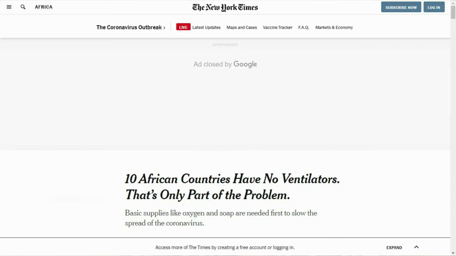In April, the New York Times reported that 10 African countries had no ventilators, and in 41 African countries there was an average of only one ventilator for every 2 million people. With your help, we can drastically improve the availability of ventilators. I ask for your assistance because we don't plan to make money from our ventilator design.